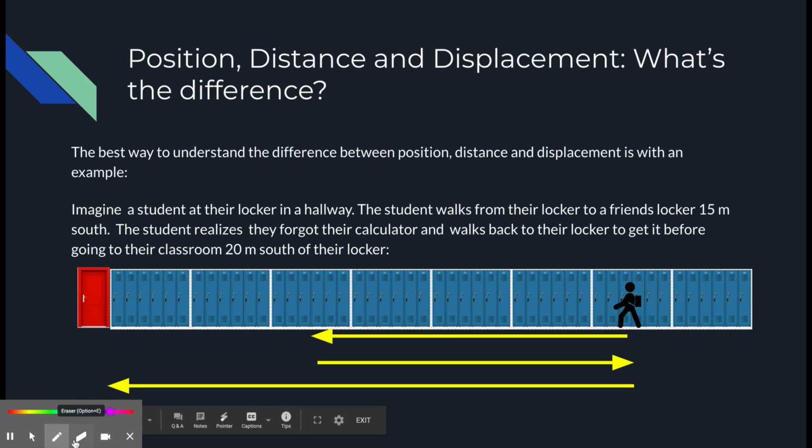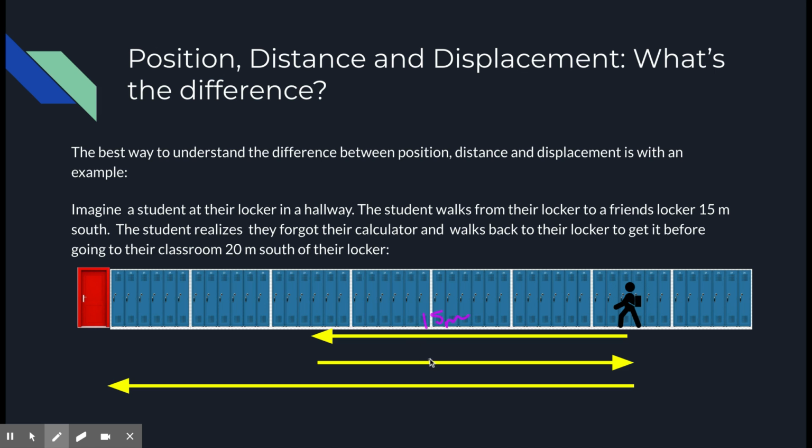Okay, so what is the difference between position, distance, and displacement? The best way is to look at an example. Let's say a student is at their locker in the hallway. The student is going to walk to a friend's locker, which is 15 meters south.